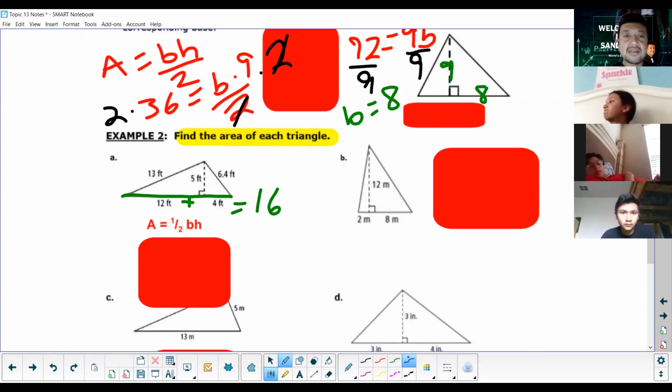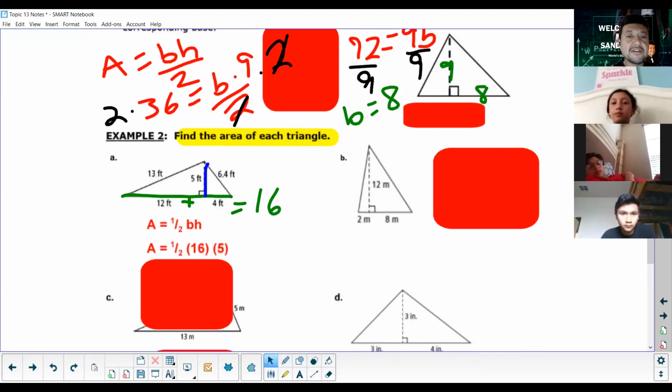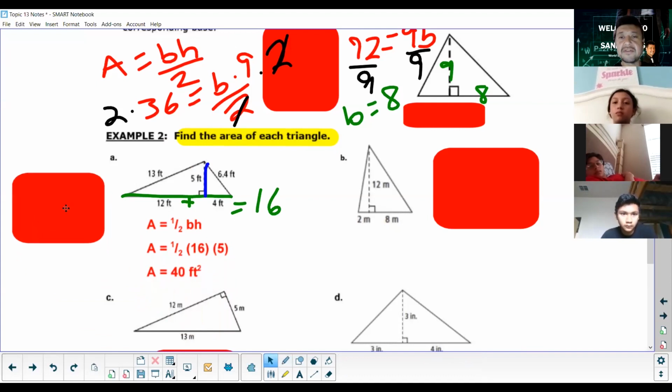Then from there, you should be able to see that the height is 5, the one I just drew in blue. As I continue working on this, I substitute those values, and my solution at the end is just 40 feet squared.